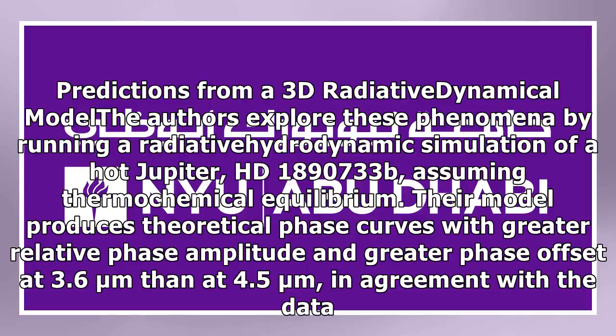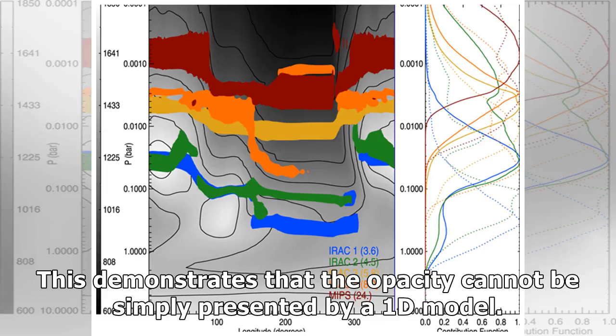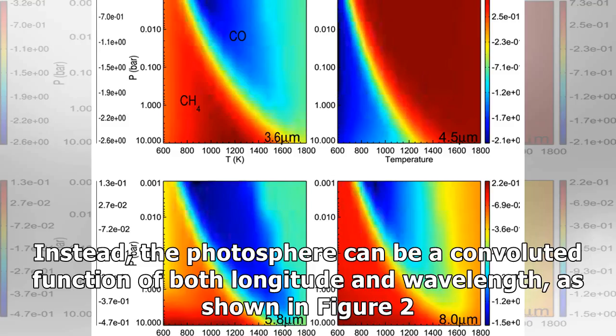Predictions from a 3D radiative dynamical model. The authors explore these phenomena by running a radiative hydrodynamic simulation of a hot Jupiter, HD 189733b, assuming thermochemical equilibrium. The model produces theoretical phase curves with greater relative phase amplitude and greater phase offset at 3.6 micrometers than at 4.5 micrometers, in agreement with the data. This demonstrates that the opacity cannot be simply represented by a 1D model. Instead, the photosphere can be a convoluted function of both longitude and wavelength, as shown in Figure 2.